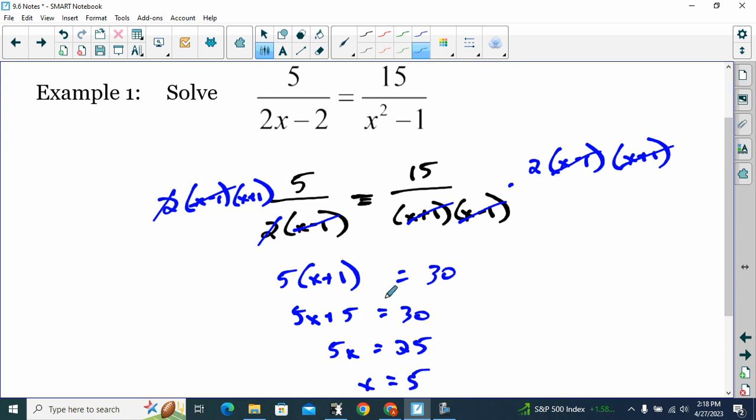Not a bad idea to check your solution. The only way you should ever get extraneous solutions is if it makes you divide by 0. Plugging in 5 here gives me 5 over 8 equals 15 over 24. And notice those fractions are equivalent to each other. If I divide the top and the bottom by 3, you get the same thing. It does indeed check, x equals 5.